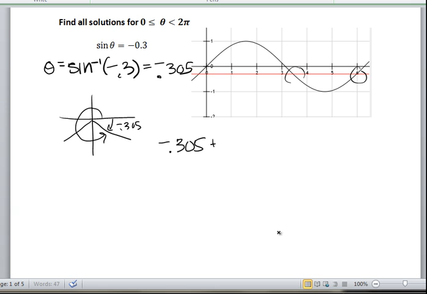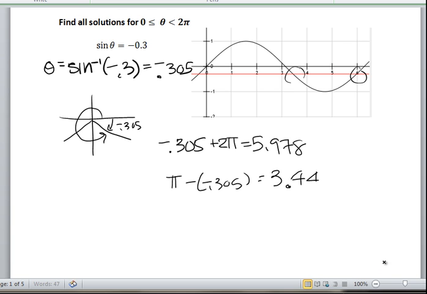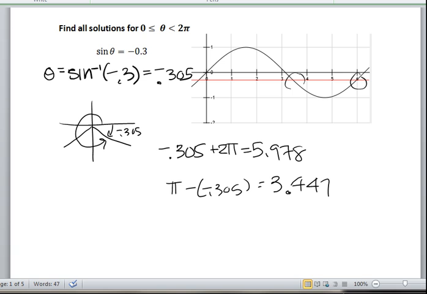plus 2 pi, and that gives me 5.978. And then I do pi minus a negative 0.305 for this one over here, or plus, and that gets me to 3.447. So this is the 3.447, and this over here is the 5.978, and those are my two solutions.